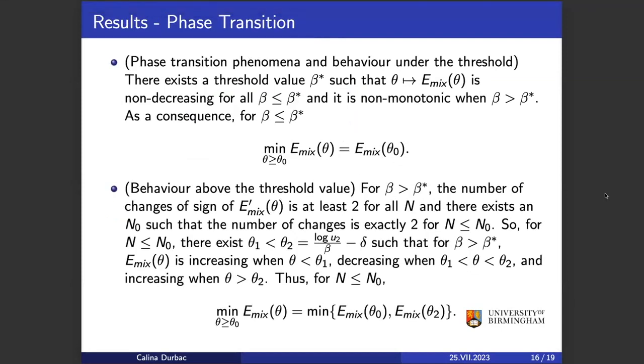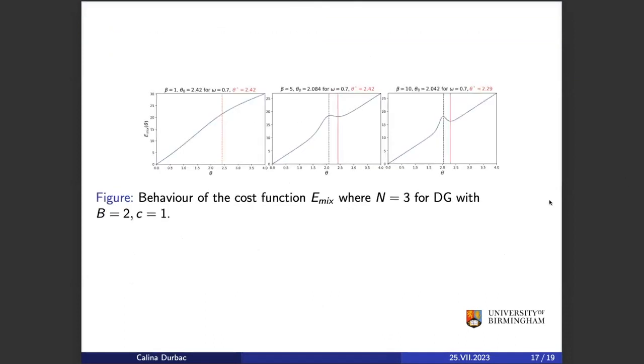Yes, I'm almost done. We've got the phase transition phenomenon, which, since we're running out of time, I will just skip straight to the pictures. So basically, when the strength of selection is quite low, our function is nice and increasing, and our cost per capita just equals theta 0. However, when our strength of selection becomes higher, then our mixed cost function is increasing, then decreases, and then increases again.